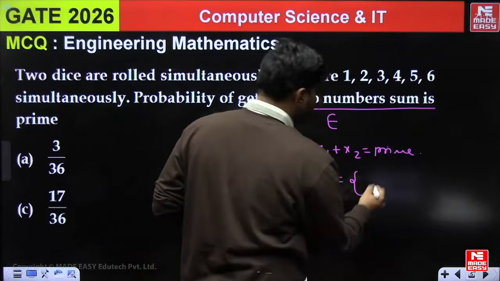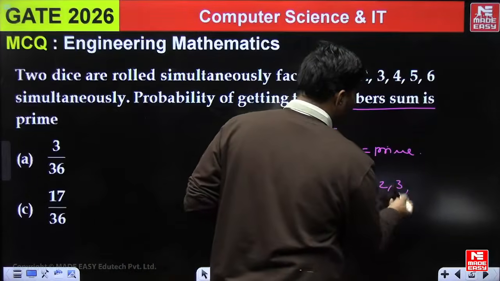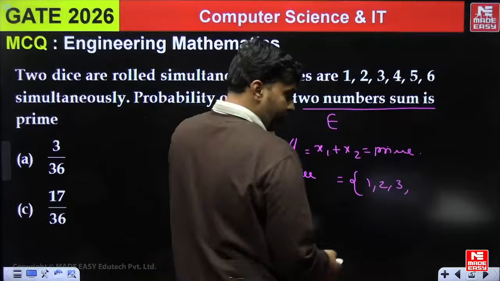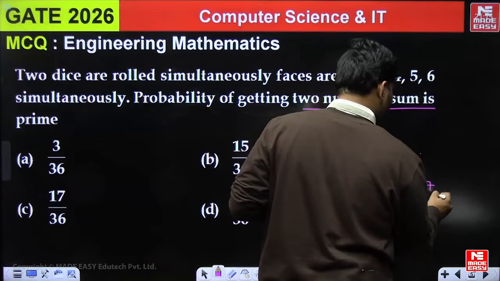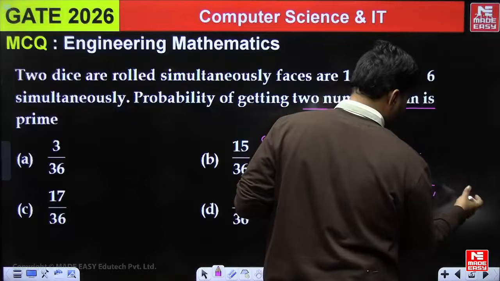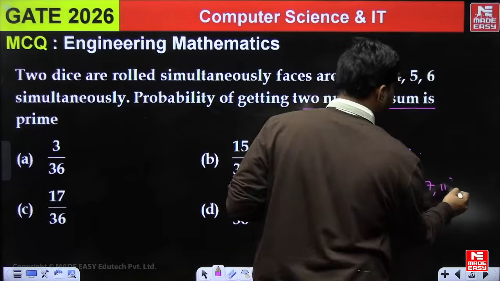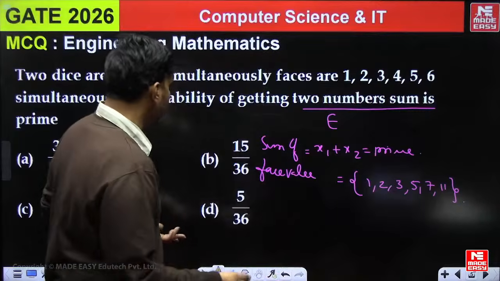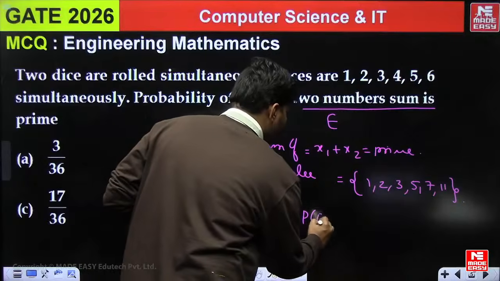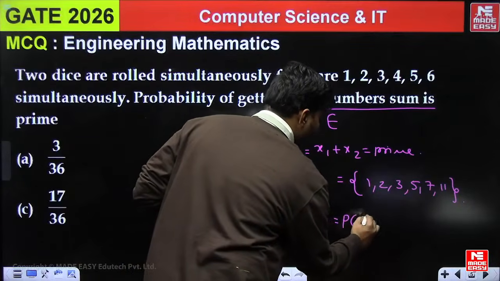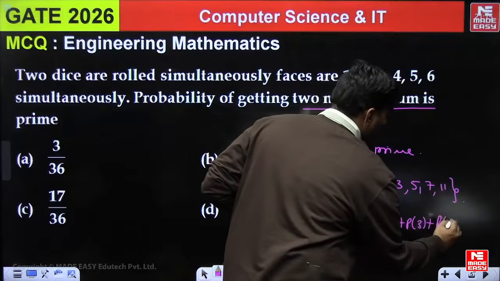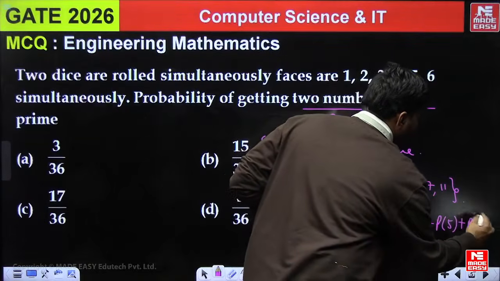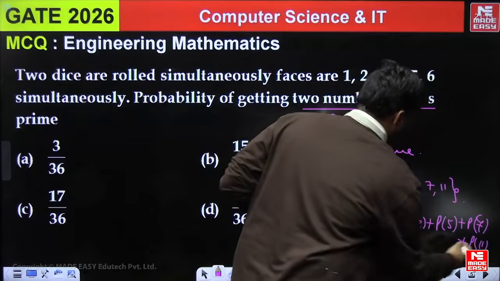So what are the possibilities? 1, 2, 3, then 5, then 7, then 6, 7, 8, 9, 10, 11. So 11 you get here. These are the primes we have. Then we need to find the probability of this event, which is the probability of 1 or 2 or 3 or, sorry, 5 and 7, and then 11 here.